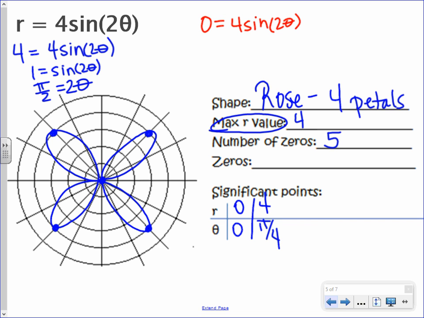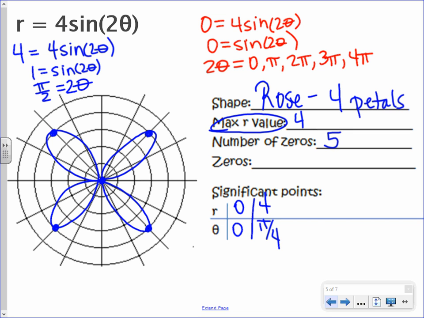Okay, it's 9:03. Let's talk about this. We set r equal to 0. Which means we need to know if we divide by 4 where the sine is equal to 0. So 2 theta equals, the sine is equal to 0 at zero, and then you just keep going every pi until you get to 4 pi. So 0, pi, 2 pi, 3 pi, 4 pi.